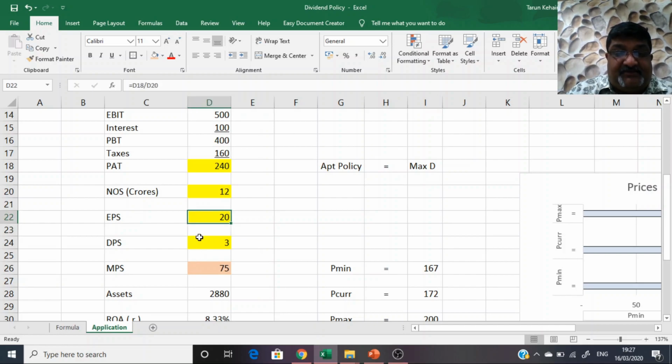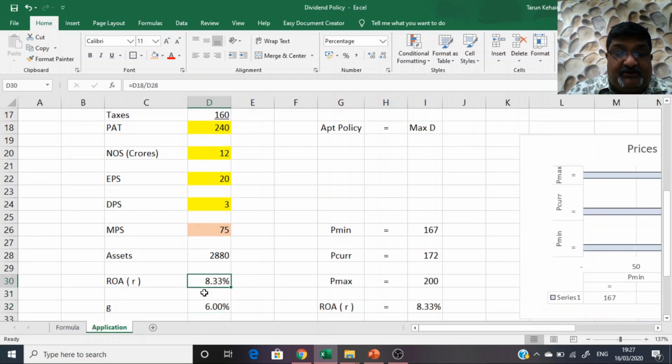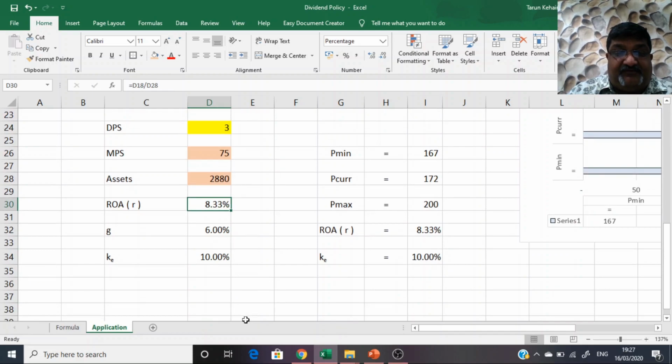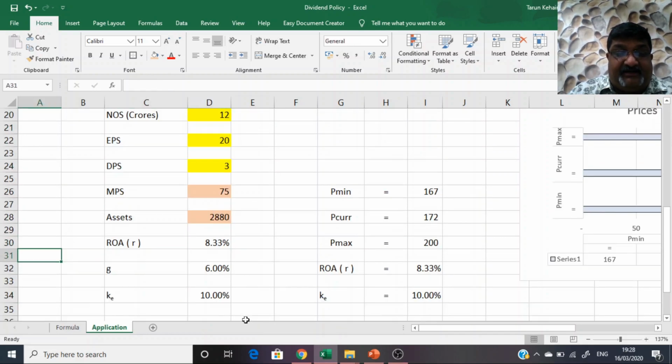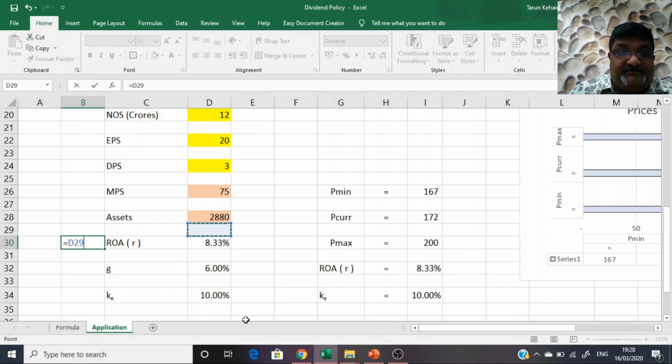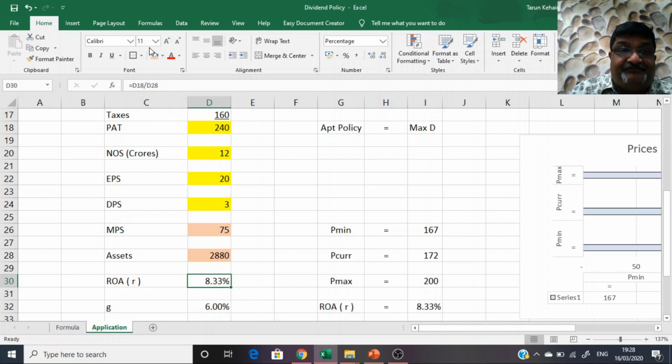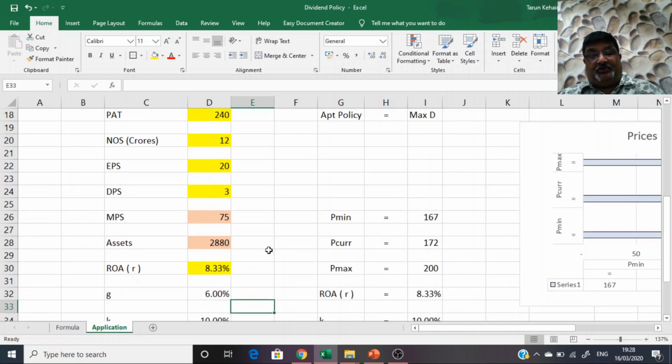Now this is a forecasted EPS, this is a forecasted dividend per share, this is a current market price. Let's assume that the assets today are 2,880 crores. So the return on assets will obviously be nothing but your PAT, the profit which is available to shareholders, divided by the asset base of the organization, and you take it in percentage terms, it comes to 8.33%. So this is your anticipated or forecasted return on your assets. Let's assume that there is a growth in dividends which is estimated at 6%.